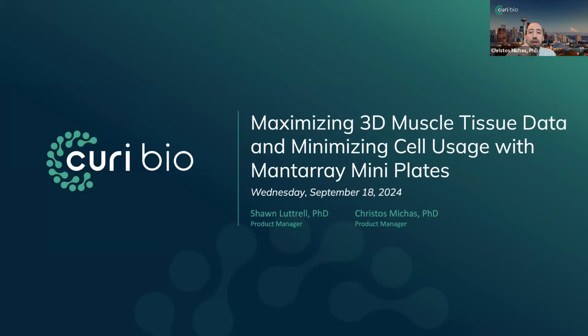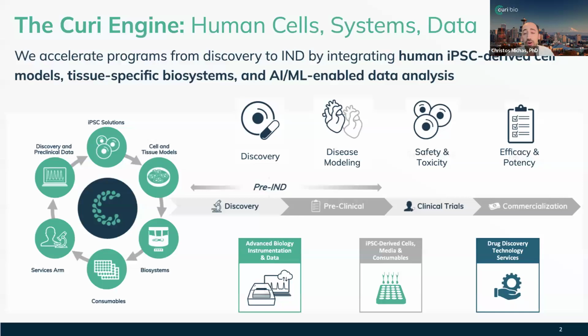So let's talk about Curi Bio. So Curi Bio helps you make your R&D decisions from early discovery all the way to IND by integrating human iPSC-derived cell models, tissue-specific biosystems, and machine learning-enabled data analysis. And we do this for discovery, for disease modeling, for safety and toxicity, and efficacy and potency. We also do this in two ways.